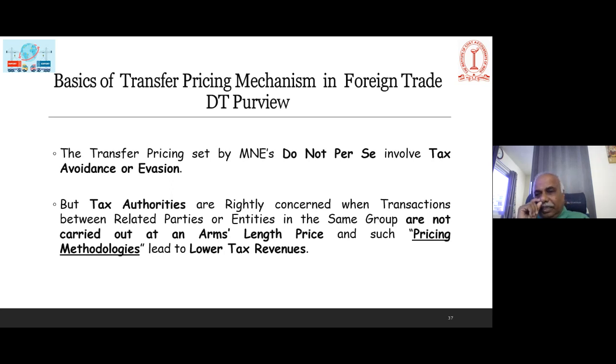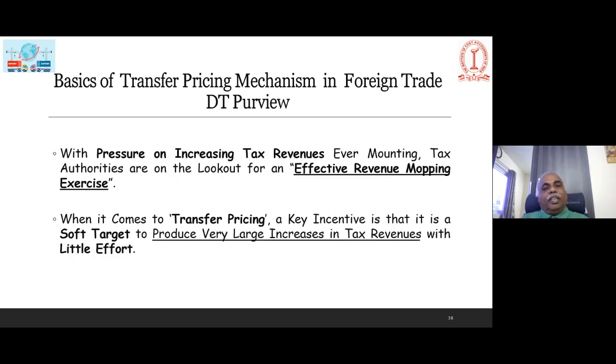But tax authorities rightly concern themselves that transactions between related party entities of the same group are not carried out at arm's length. Such a pricing methodology lowers revenue. With the pressure on increasing tax revenues, today subsidies are there. For below-income people, some amount is to be distributed for their welfare, or health insurance at free cost, or the law and order of the country, all have to be safeguarded. But government revenue should be increased.